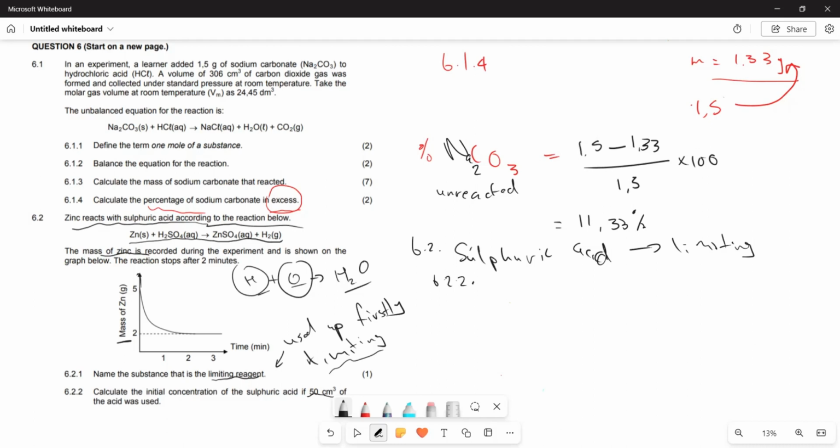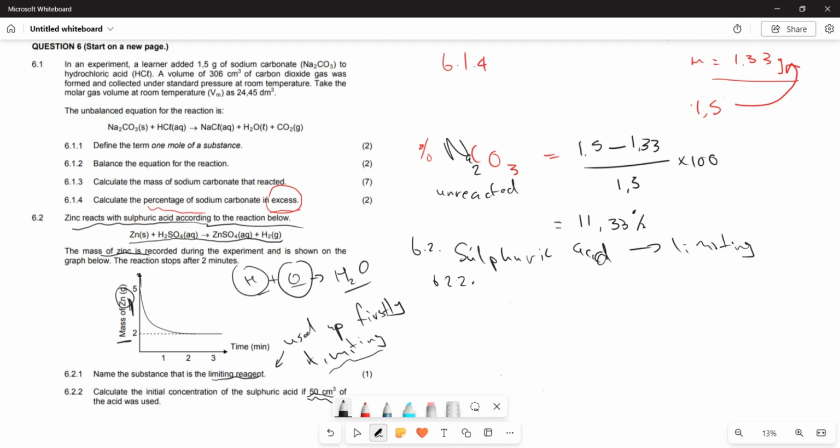Now let's start here. So what is it that we are going to do now? Look, we are only given the mass of zinc. And the only thing that we know about the sulfuric acid is its volume. So the only thing that we have maximum information on is the zinc. So we are going to start with the zinc.